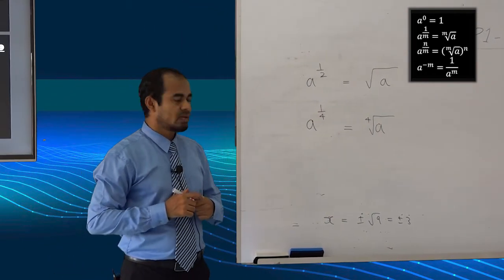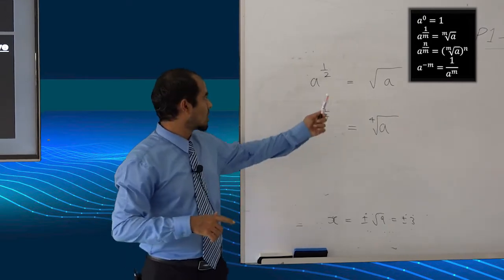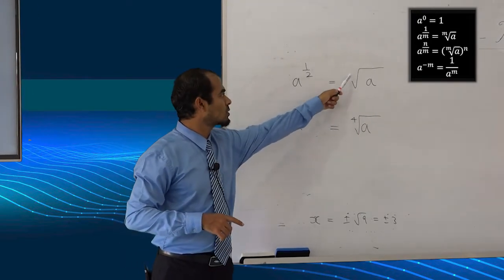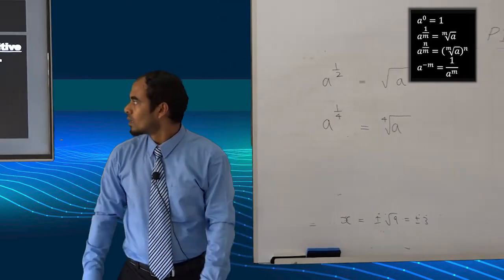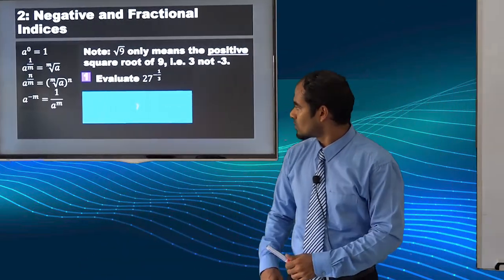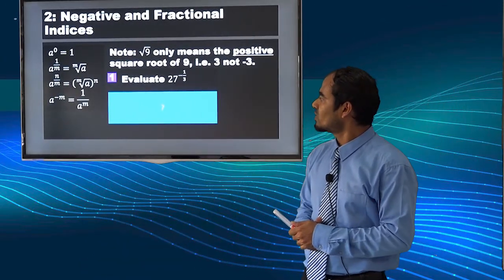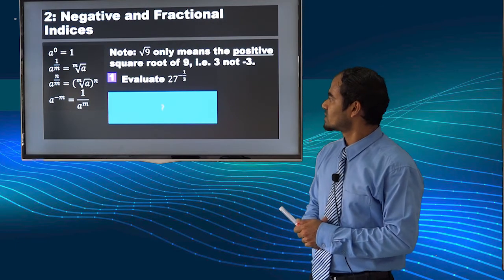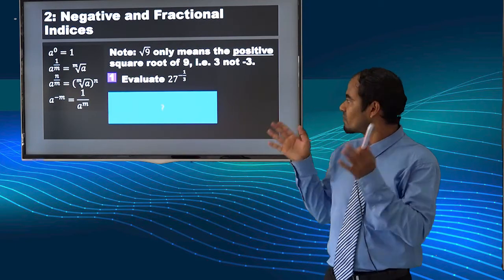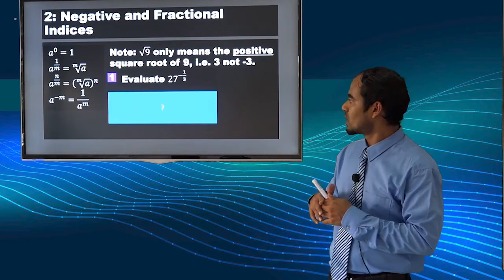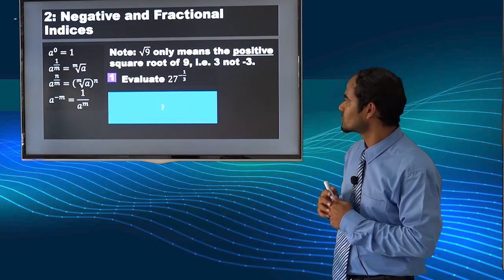That's the way that we can proceed, except half. That's the only exception. We don't write the 2 there. Okay. Now, moving on, we have also a fraction n over m, which is the mth root to the power n. Well, I'll show some examples in a while.